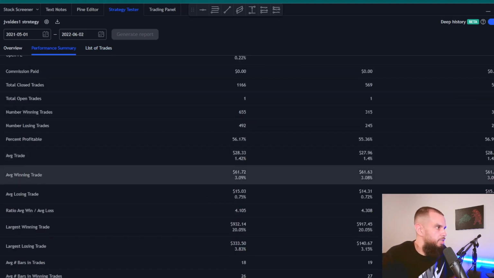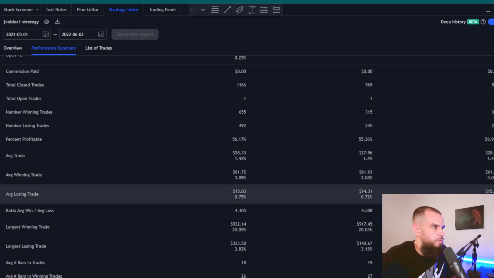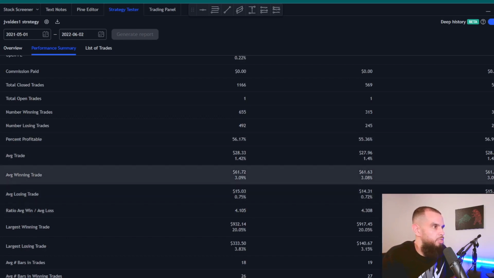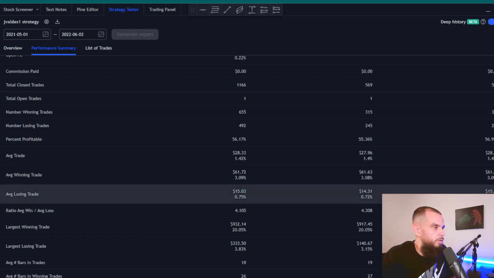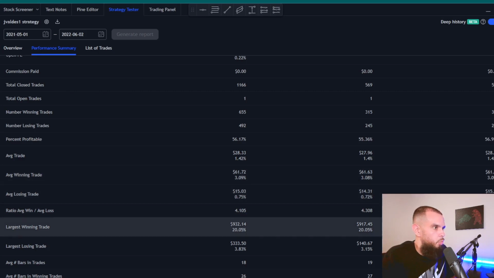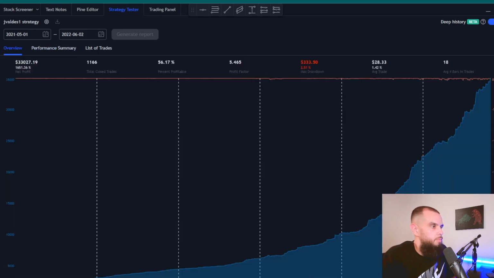Average winning trade, $61. Average losing trade, $15. That's a great ratio, an excellent ratio, 1-to-3 ratio. Largest win, $932, but it's consistent wins, consistent trades. So this is the curve. Look, if you started off with $2,000, potential to grow it with the strategy.